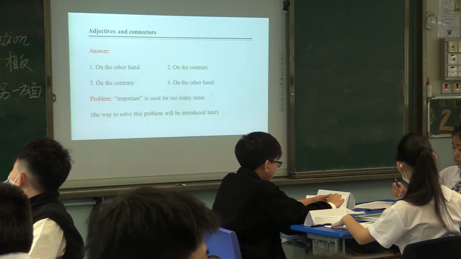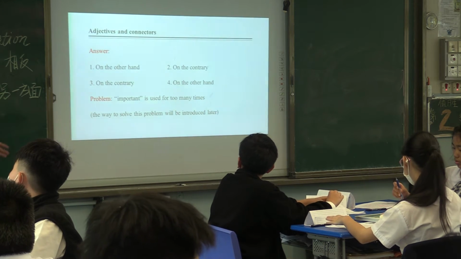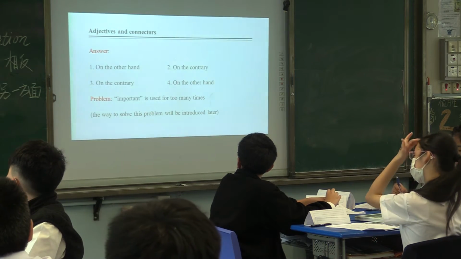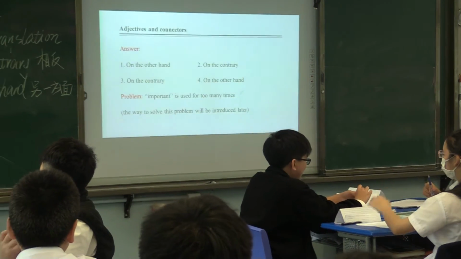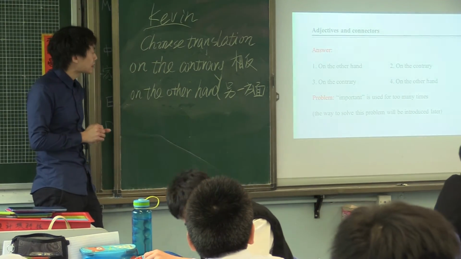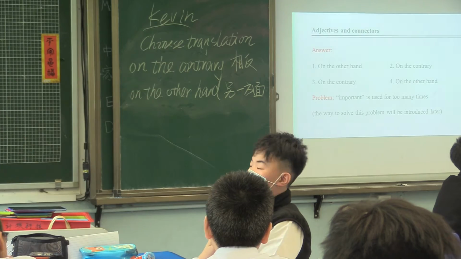So first, as I said, if you translate it into Chinese directly, it would be wrong. Because a lot of people think, oh, on the contrary means 相反, and on the other hand means 另一方面. But it will be wrong sometimes. Yeah? Okay?